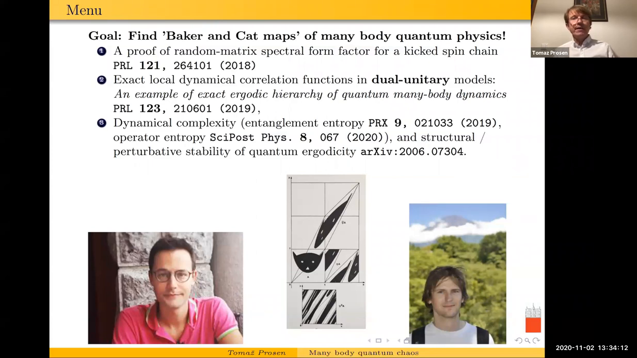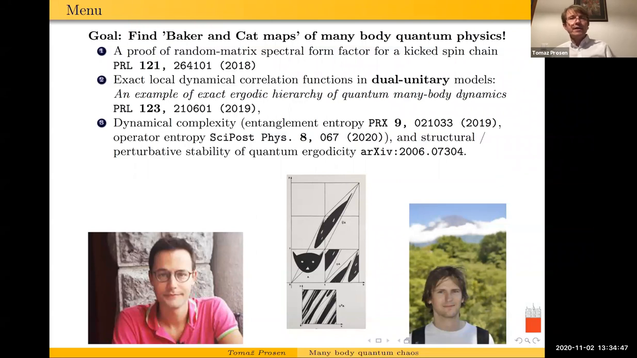And my goal today is to give you some examples of models which can be understood as exactly solved models of many-body chaos. Colloquially speaking, I would say these are like cat maps of many-body chaos, or many-body quantum chaos, if you want. I try to convey basically two nice results, which are explicit enough, in the sense that we can prove things or construct things explicitly.